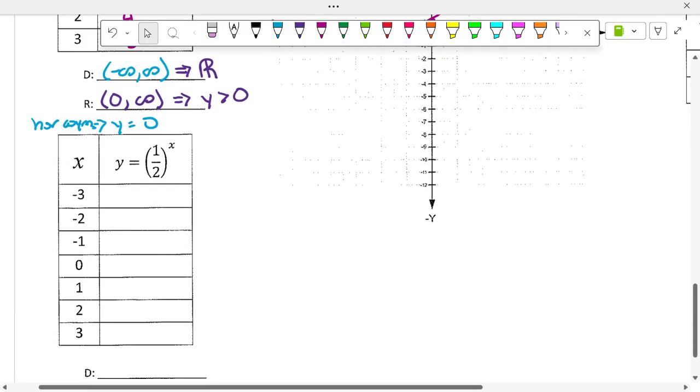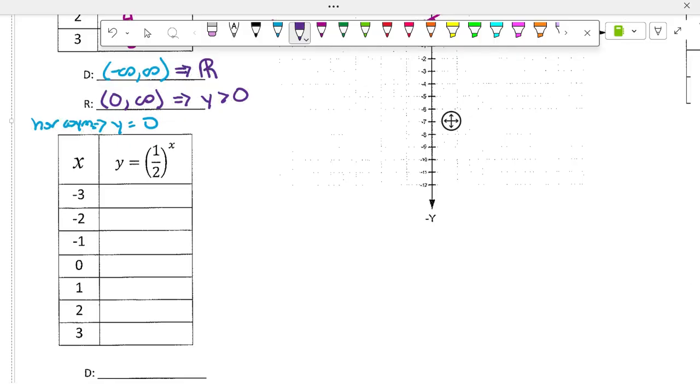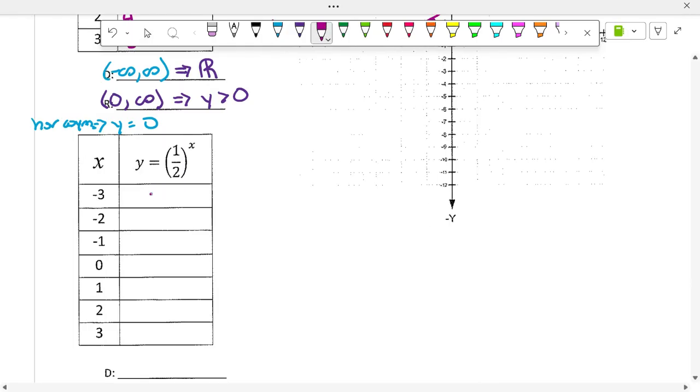Now, for the second one, we have 1/2 raised to the x power. For time's sake, I'm just going to give you what your y values are. In reality, it's actually the flip of 2 to the x power. So instead of starting with fractions, you're actually starting with the big numbers. So 1/2 to the negative 3 is 8. 1/2 to the negative 2 is 4. 1/2 to the negative 1 is 1.